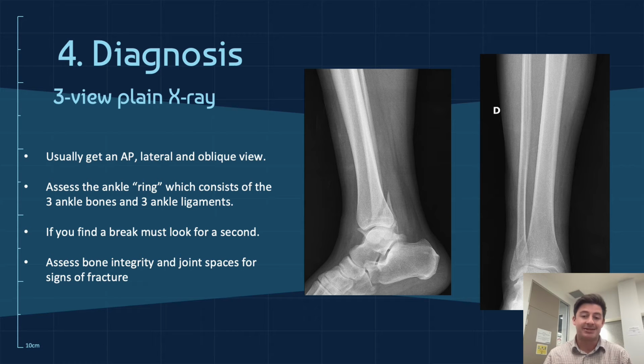Generally, when we assess the X-ray, we look at the ankle joint as a ring, and I'll have an image showing that ring later on. And you look for breaks in that ring, and the ring itself is formed from the 3 ankle bones and the 3 ankle ligaments. If you find one break, you need to be quite wary of looking for a second break. And generally, like all fractures, you're looking to assess the bony integrity and the joint spaces for any indications of fractures. Obviously, in these images, pretty obvious fractures.